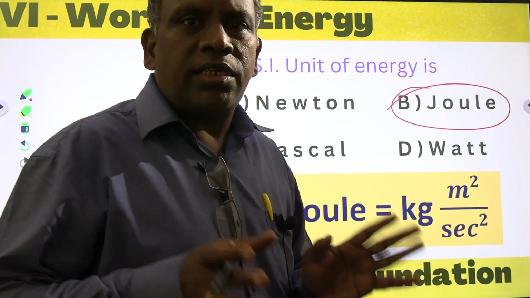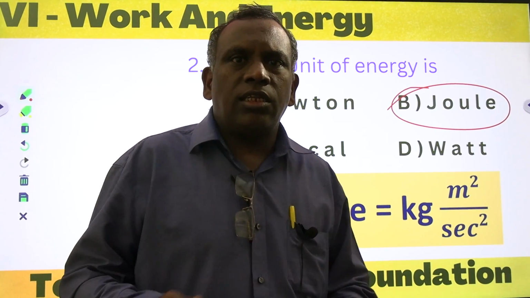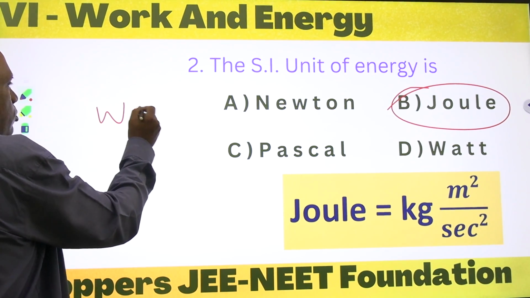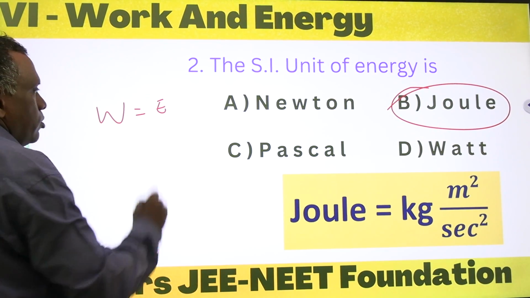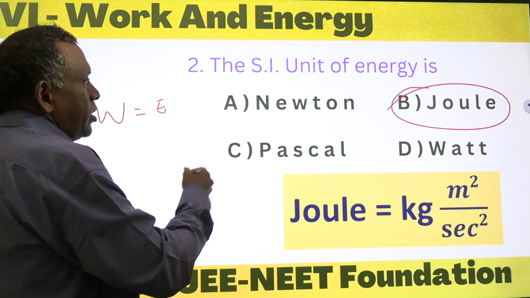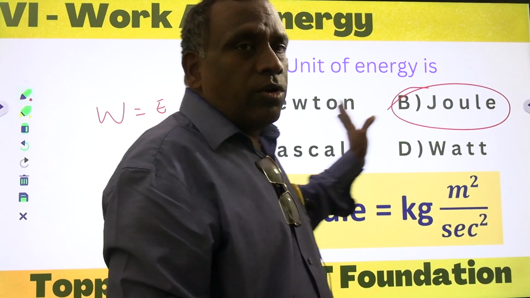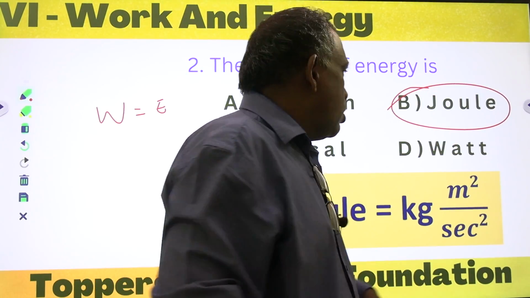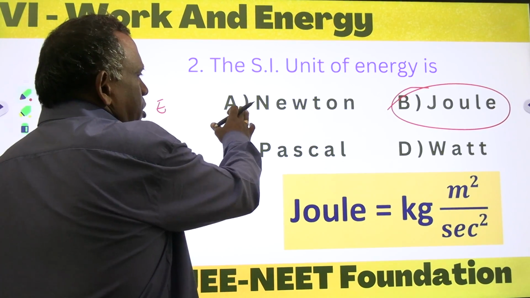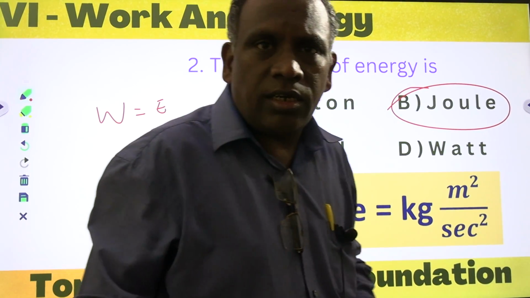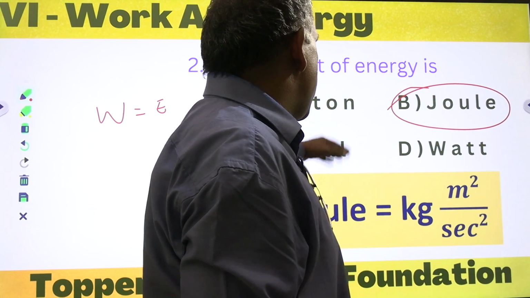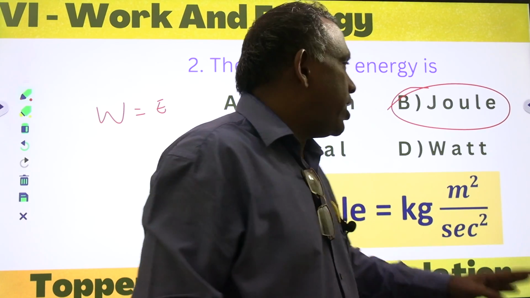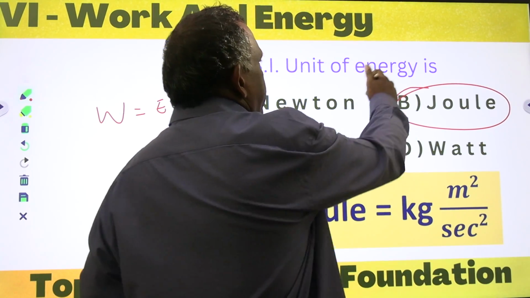Energy is nothing but capacity to do work. Energy is nothing but work done. Work and energy are similar. Work is equal to energy. So most of the work units are taken as energy units also. The other options, Newton, Pascal, Watt, are different. Force units are newtons, pressure units are pascals, power units are watts. That's why joule is the SI unit of energy.